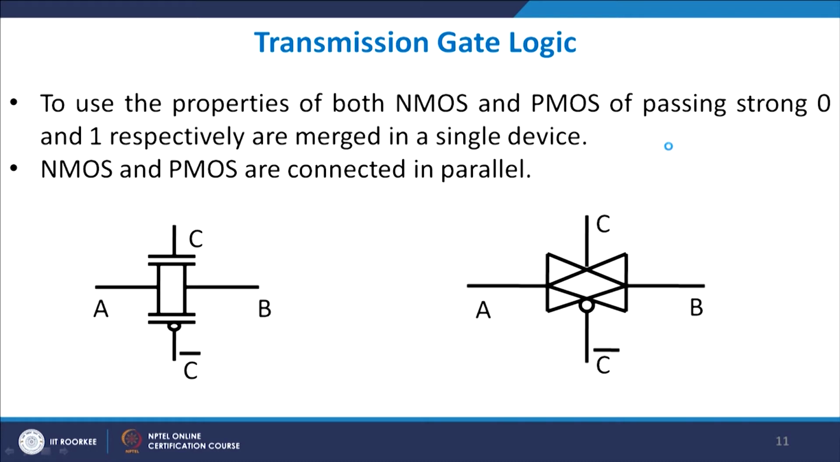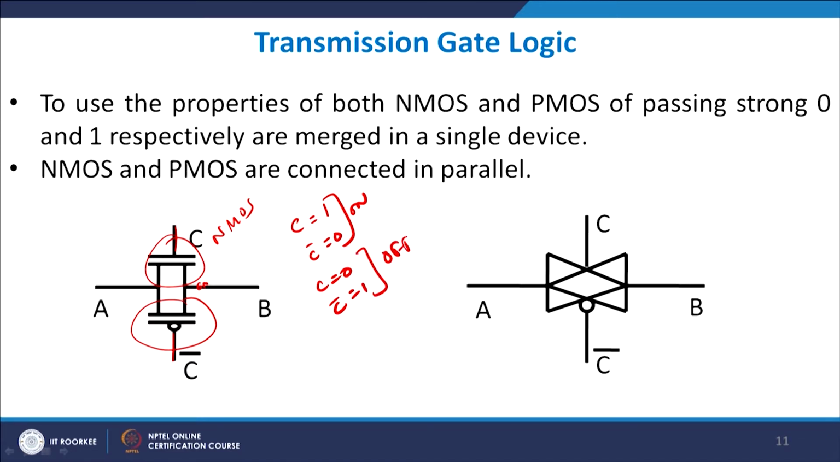Now let me come to the last part, the transmission gate, which is very simple and straightforward. You have an NMOS here and a PMOS connected back to back. This is driven by C and this is driven by C bar. Whenever C equals 1 and C bar equals 0, both transistors are on, because C equals 1 means the NMOS is on, and C bar equals 0 means the PMOS is on, so you have a direct connection between A and B. When C equals 0 and C bar equals 1, both are cut off, and there is a high resistance between source and drain, so A and B are disconnected from each other. They are connected in parallel, driven by one input C and its complement C bar.